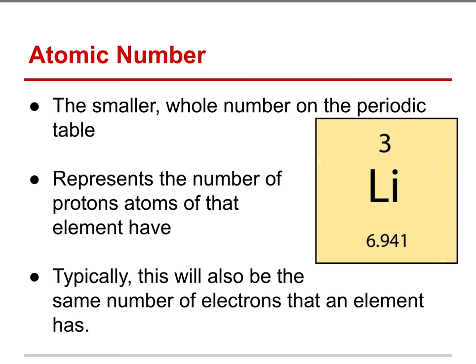So what the atomic number actually means is the number of protons that atoms of this element have. So this element is lithium. It has 3 protons. Lithium is the element with 3 protons. If you have an atom and it has 3 protons, it's a lithium atom. Every atom with 3 protons is a lithium atom.